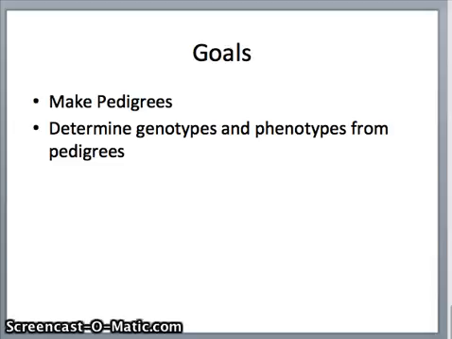All right, so that is your goal for today. Again, once you take the pre-test, you can skip the practice making and reading pedigrees, and you can go right to the activity.